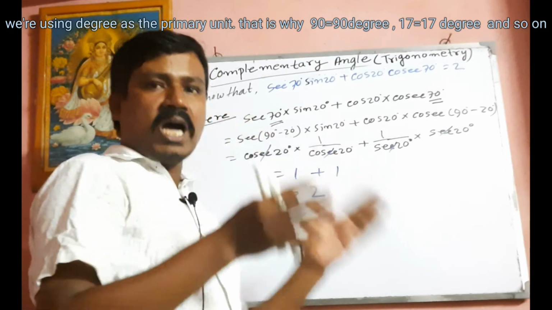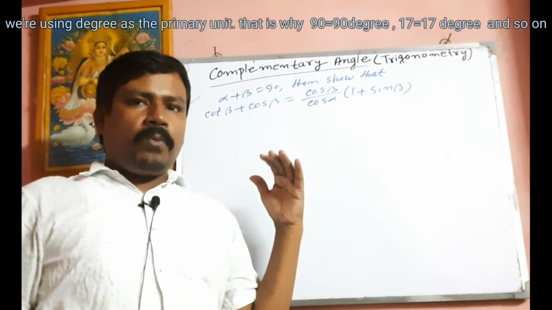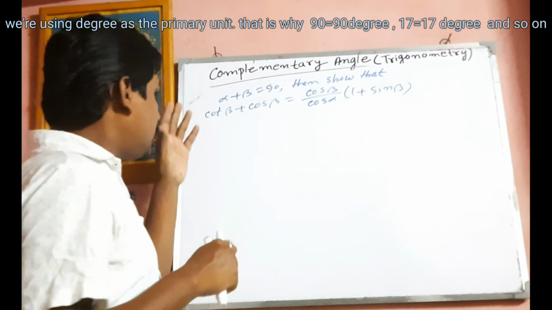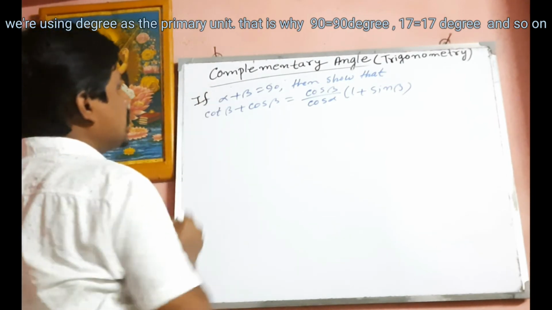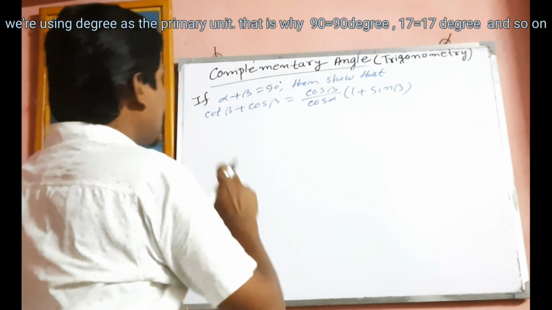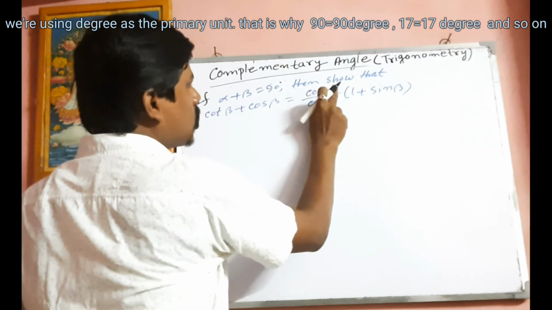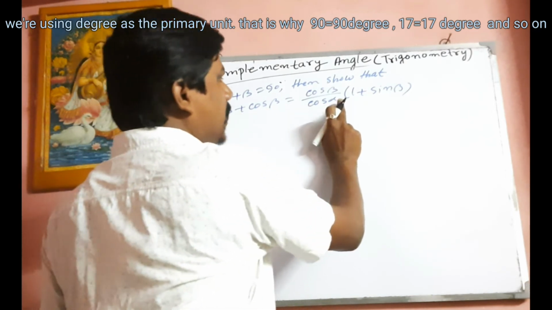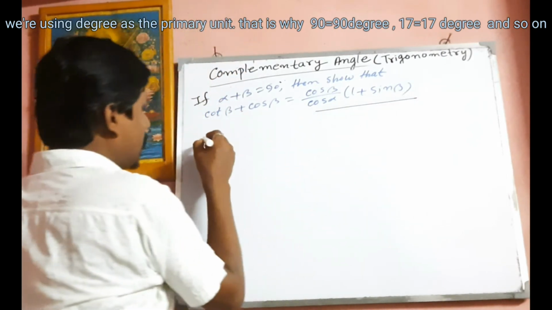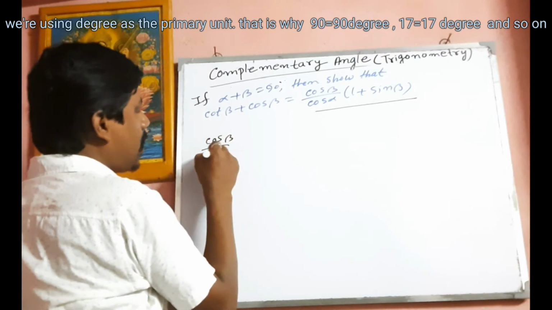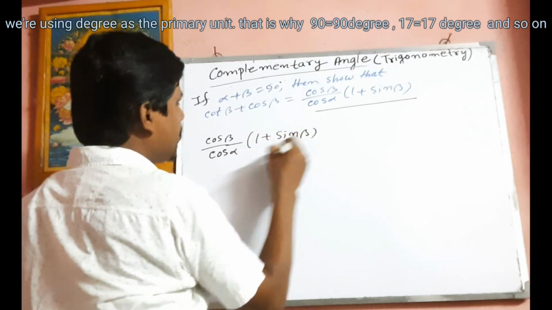Now we move to the last and final example of the day. The final example is: if alpha plus beta is equal to 90 degrees, then show that cot β plus cos β is equal to cos β divided by cos α times 1 plus sin β. Now we are starting from here, that is cos β over cos α times 1 plus sin β.